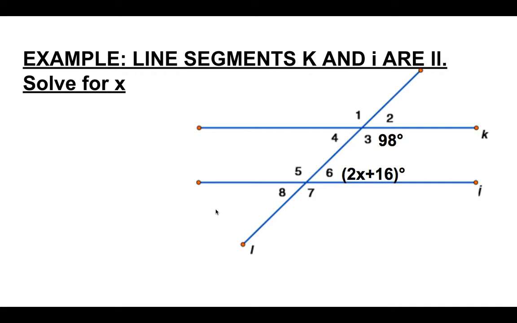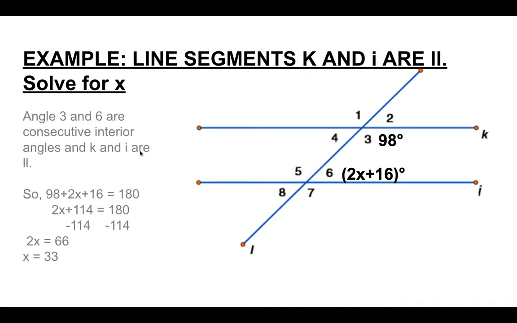So now in this problem, line segments K and I are parallel, solve for X. So we're given that in the problem, we know that line segments K and I are parallel. So since we know that, and looking at this image, angle 3 and angle 6 are what type of angles? You should have said consecutive interior angles. So that means that they should add up to 180.